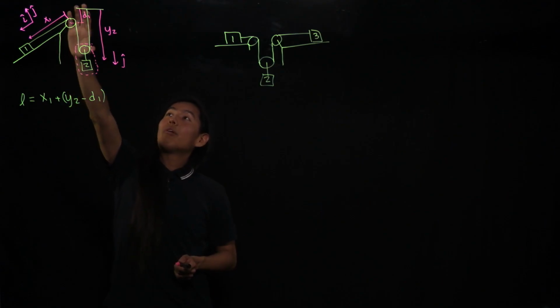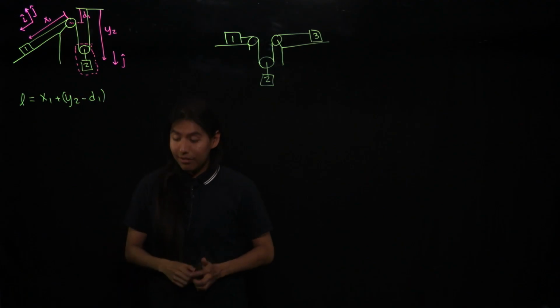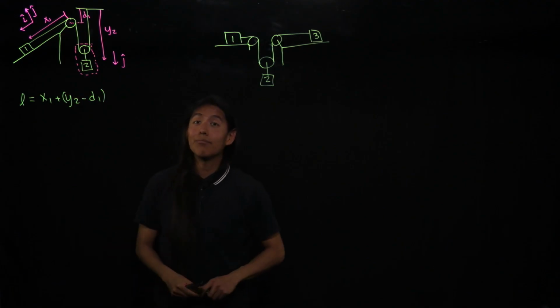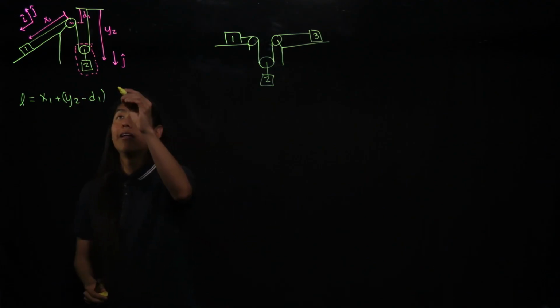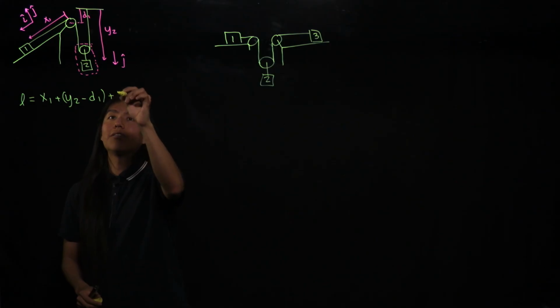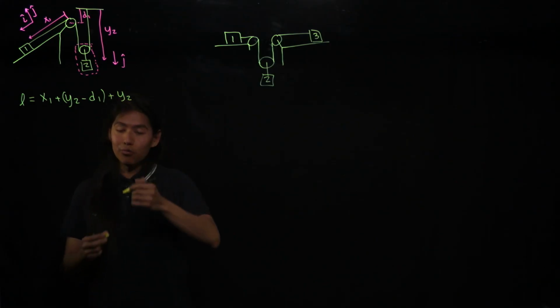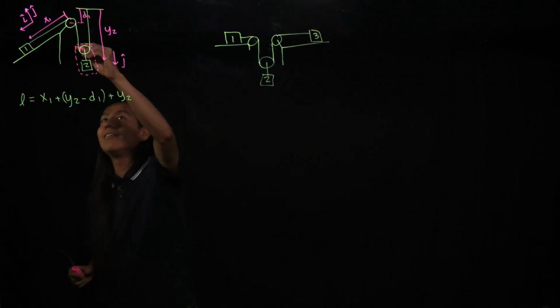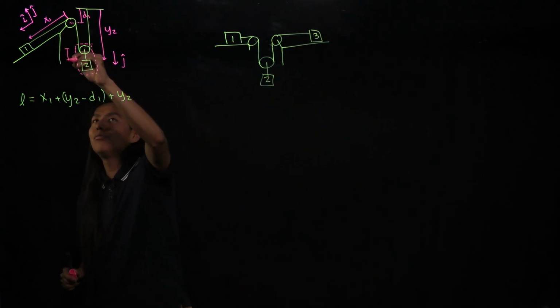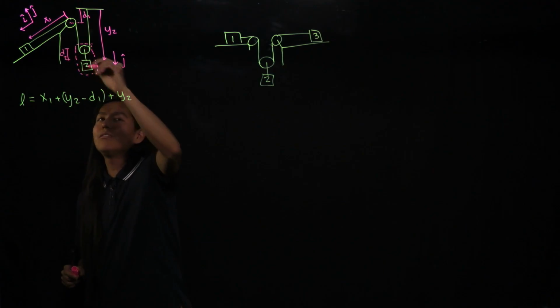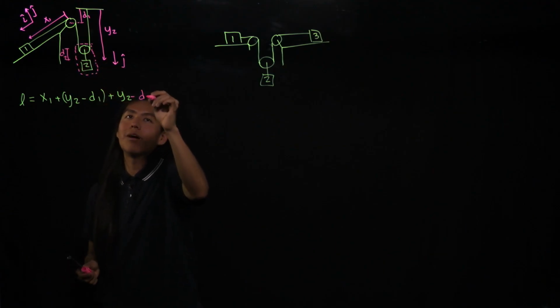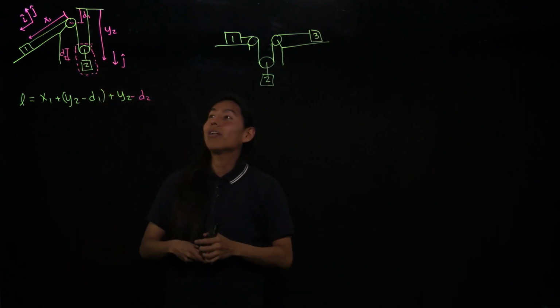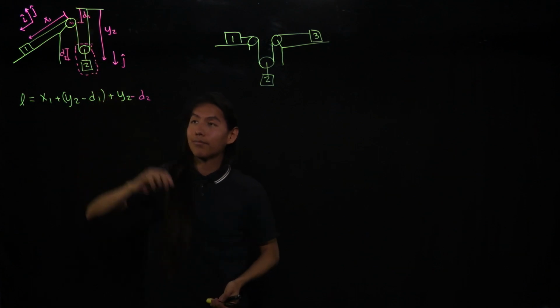And now we want to move on to the other kind of length, the one that's connecting the pulley to the ceiling. That again is just y2. Or if you wanted to be very precise about it, you could define the distance between this pulley and block number 2 as some constant length d2, and that would just be y2 minus d2 if you really wanted to be particular about how you're measuring.